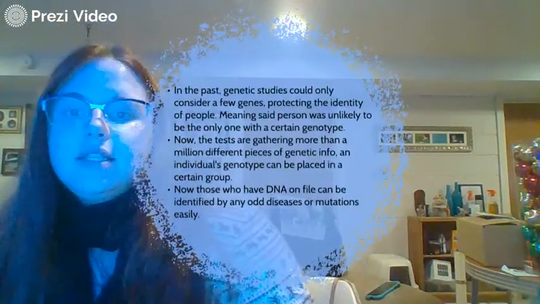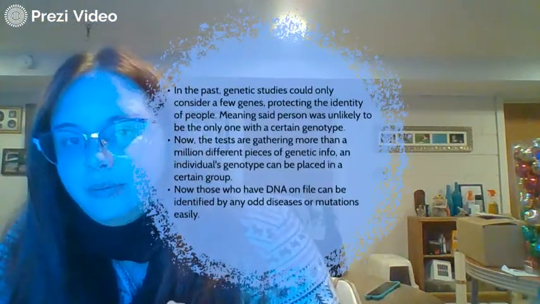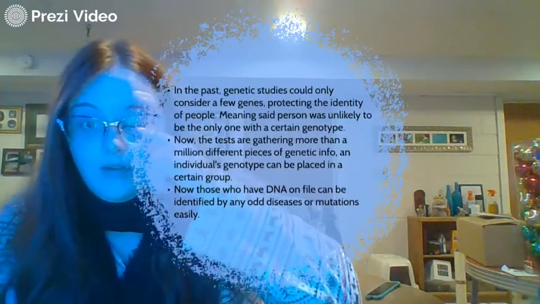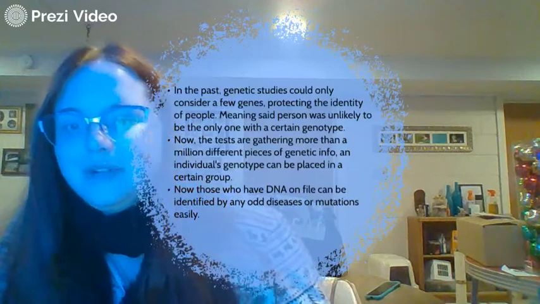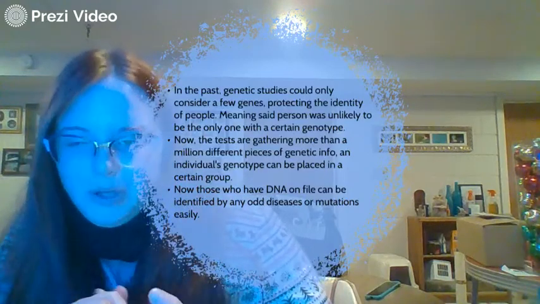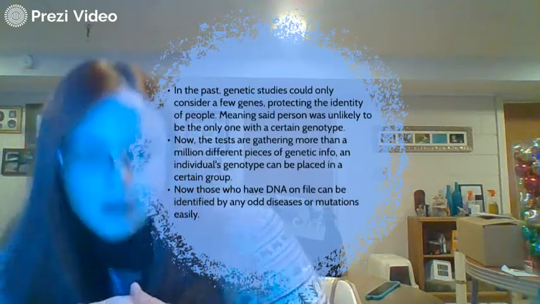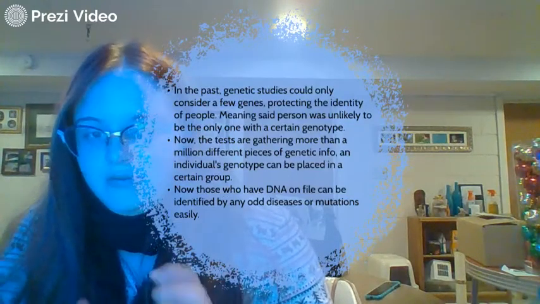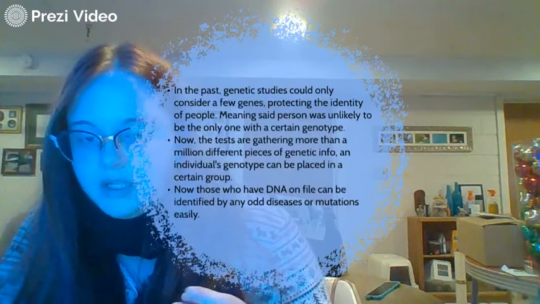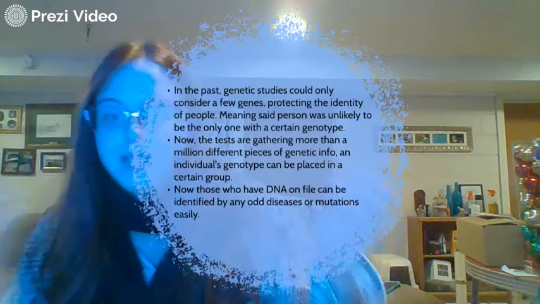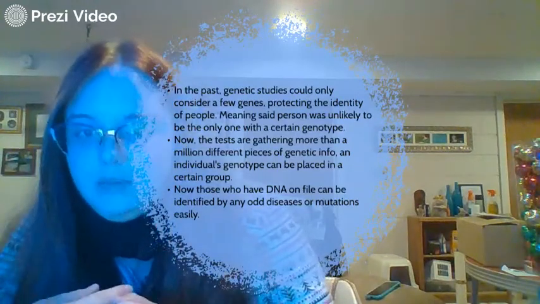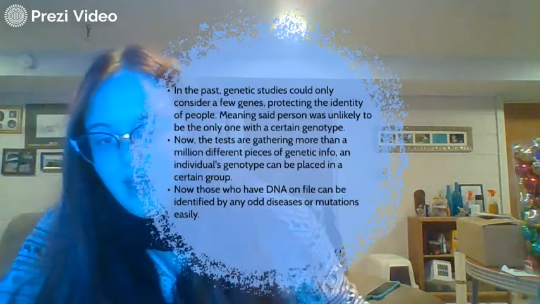A lot of the medical advances that we have, like in the past, they could only have a handful of genes that they could discover. So people's identities were a lot more protected, especially in criminal cases. It was harder to track them down. So now that we gather a lot more different pieces of genetic info, a person's individual genotype will be placed in a certain group. So you can go to a certain neighborhood and narrow it down completely to find one specific person, especially if they have a disease or a strange mutation.